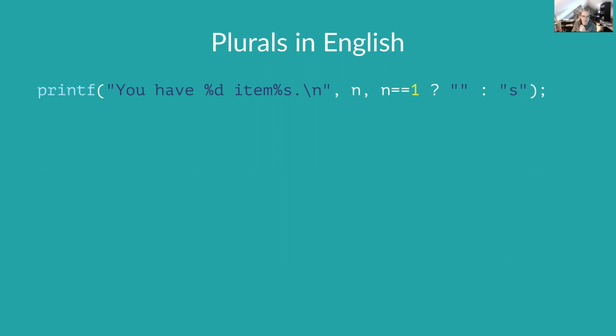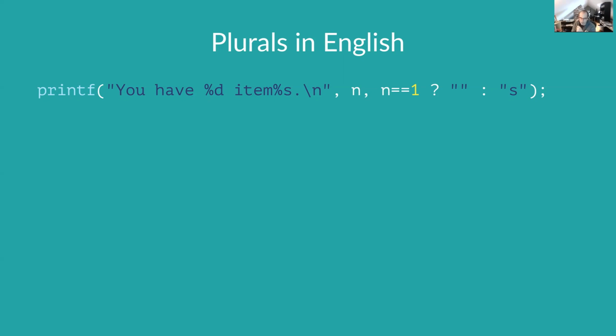You have n items, correctly putting an S after item if the number of items is not 1, and not if it is 1. And this line works great in English. It works in a lot of languages. It works in all the languages that we supported in our first version of internationalization. So it works in French and German and Spanish and Portuguese. But plurals in other languages can be quite complex.